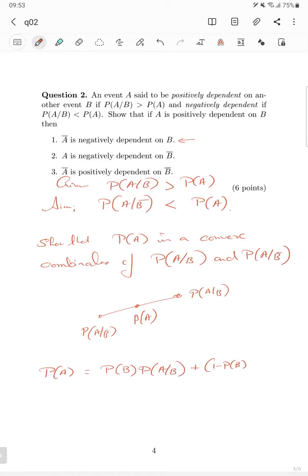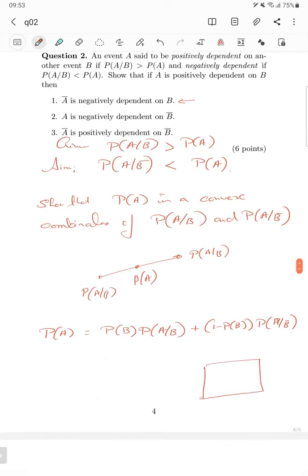Correct. Into P of A given B bar. Yeah, correct. So this is the total probability rule, right? You have an event A here, and you want to calculate P of A. But now let us say you have an event B, and let's say this side is B. Then what you are saying is that you can write your P of A as P of A intersection B plus P of A intersection B bar.